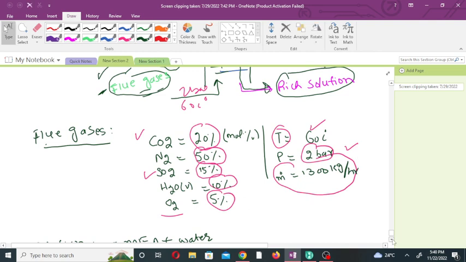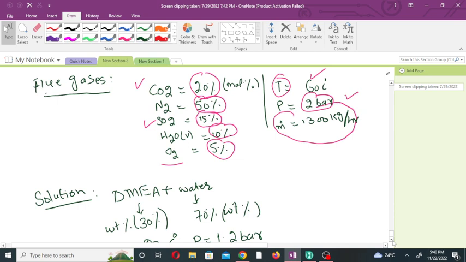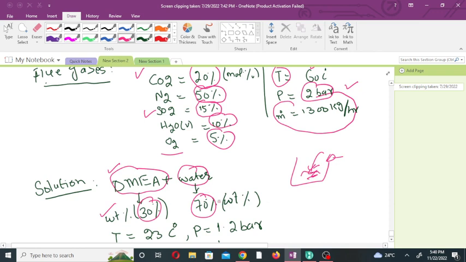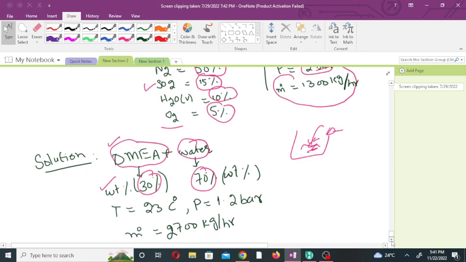And the solution is made from methyl diethanol amine plus water. We take water and we mix some methyl diethanol amine. 30% is methyl diethanol amine by mass percent, and 70% is water.